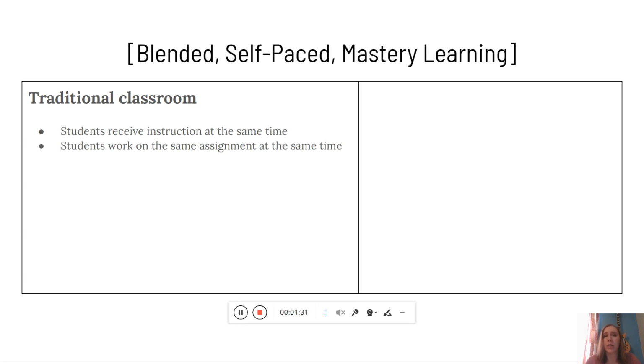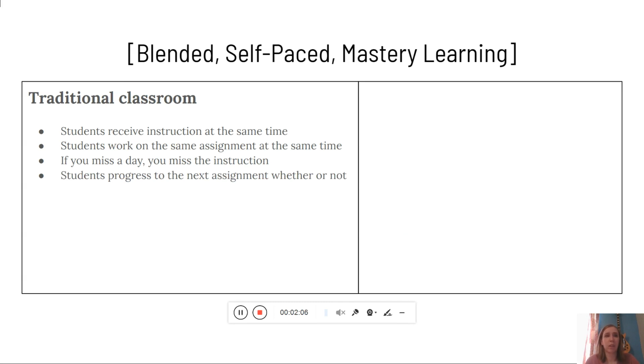Students are working on the same assignment at the same time. Okay, everyone's working on the same assignment. We work on that assignment, you turn it in, we move on to the next assignment. If you miss a day, you miss the instruction. So if you happen to be gone the day that I gave that instruction, you've missed it. You would have to do a lot of extra work on your own, or you'd have to come in and meet with me after school outside of class time, right, to catch up. Maybe you just don't ever get that opportunity to catch up.